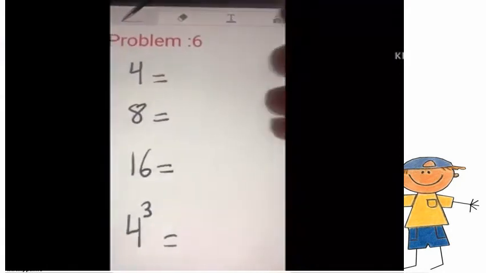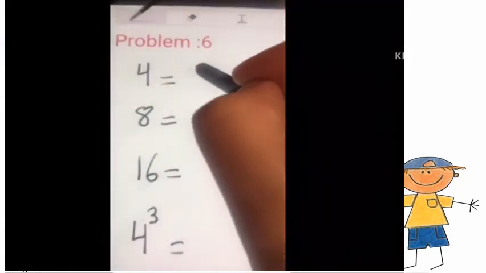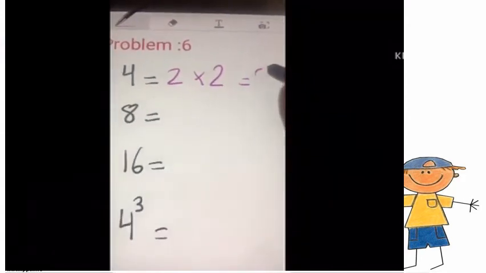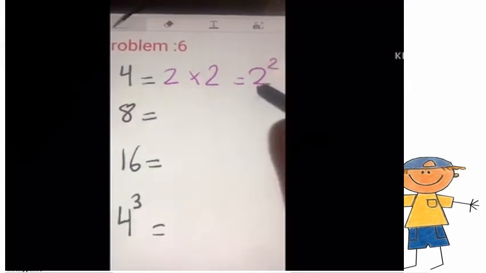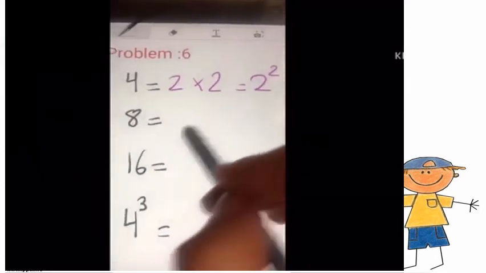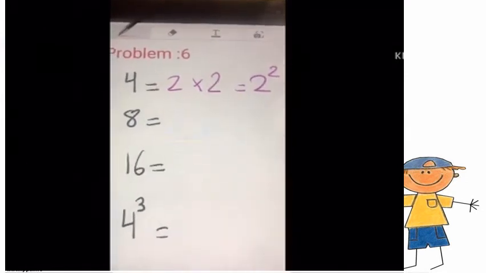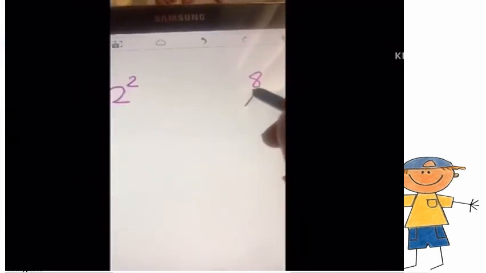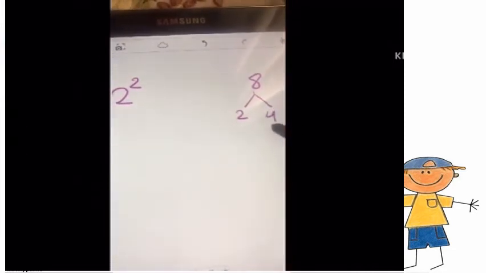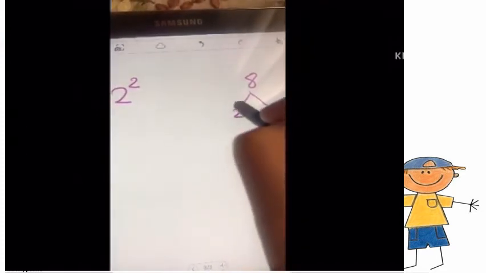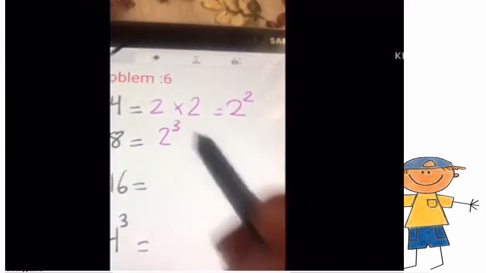Okay, let's start with the first one. 4, it's 2 times 2. So writing it as a power, it's 2 squared. Okay, its base is 2. I'm done. 8, it's 2 times 4. You can make a tree method. 8, it's 2 times 4, and 4, it's 2 times 2. So 8 is equal to how many 2? 3. So it's direct, you can write 2 cubed.